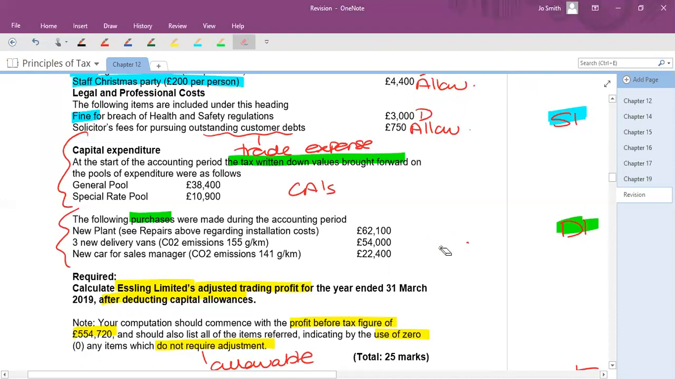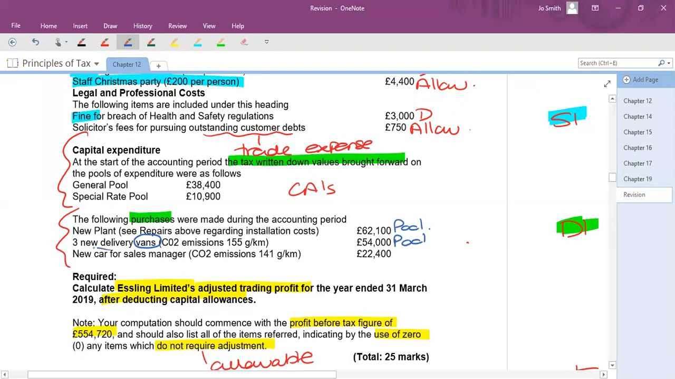So I just need to decide what pool they're going to go into. For the first one then, it's some plant. So that's going to go in the main pool. The van is going to be the same. Vans, lorries, just normal commercial vehicles will go in the general pool.